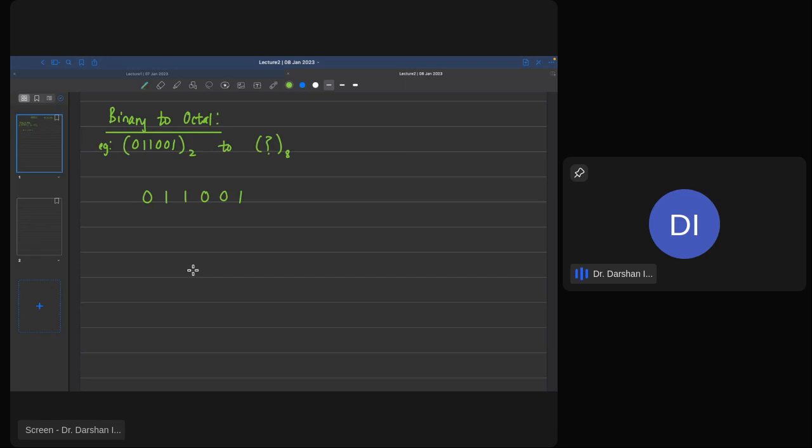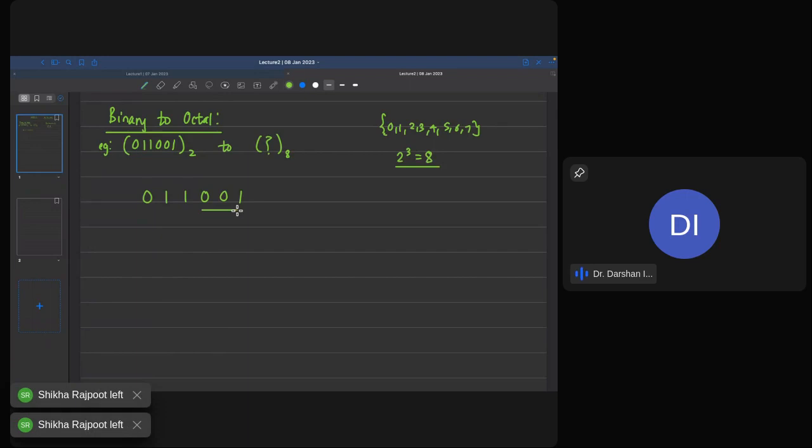Why? Because in the octal number system, how many digits are there? 8, right? 0, 1, 2, 3, 4, 5, 6, 7. 2 raised to 3 equals 8. That's how 8 numbers are there. So therefore, you have to group it in digits of 3. So this is the first group, and luckily, this is the second group. Now, what are you going to do? This is binary. You have to convert it to the equivalent octal. Now what is this number in octal is what you have to figure out.